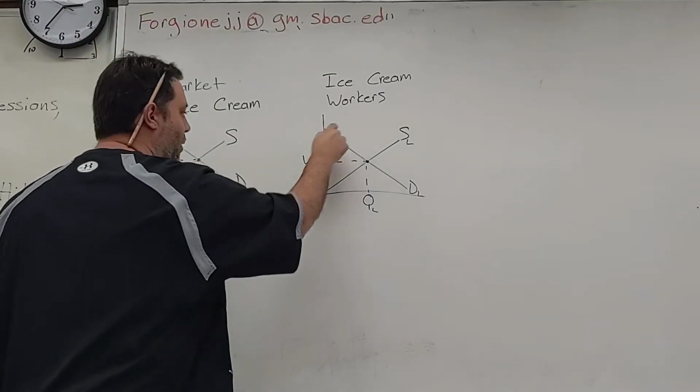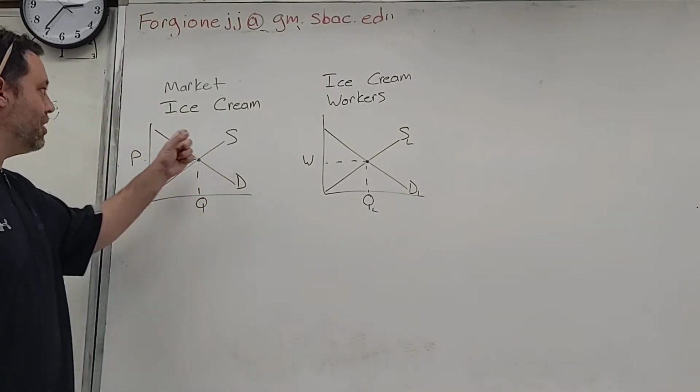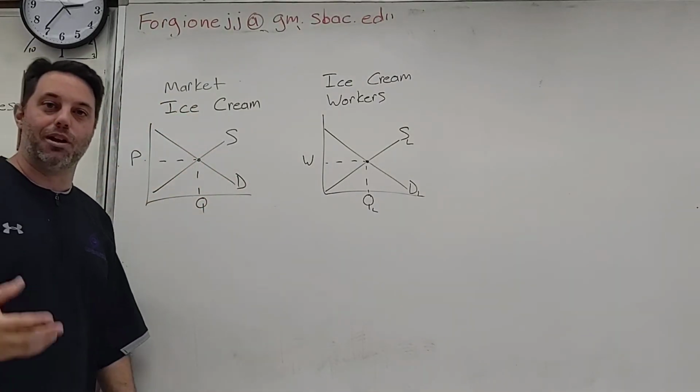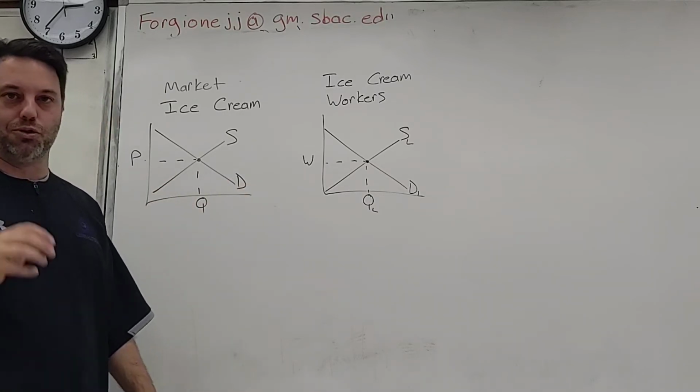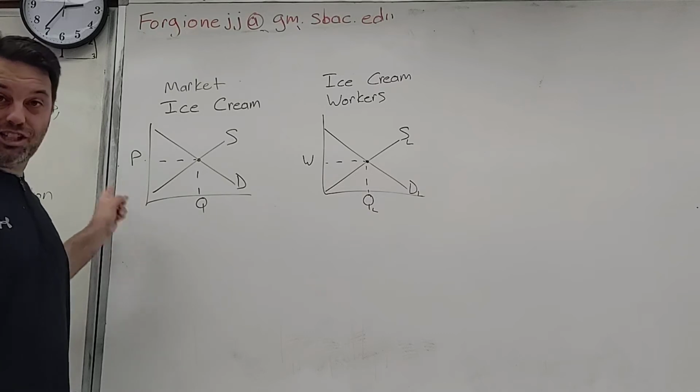Same concept here. We're going to derive the wage for ice cream workers from this graph over here, from the market for ice cream. Sometimes we say we derive it from the demand for ice cream. That's partially true. We actually derive it from the price for ice cream.